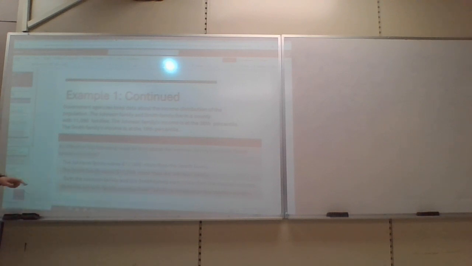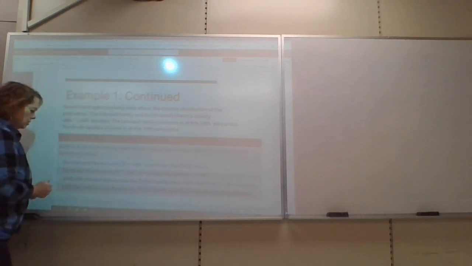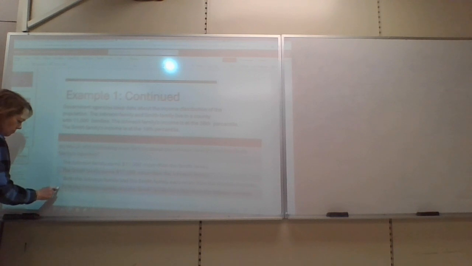Then you look at the third statement. Both the Johnson family and the Smith family earn more than the median. What did I say was the median? 50%. The 50th, right? So is that true? No. Both the Johnson family and the Smith family earn less than the median. Yeah, that is true because of the 19th percentile and the 36th. So you would click over here, both. Just color that in right there. Questions on that?